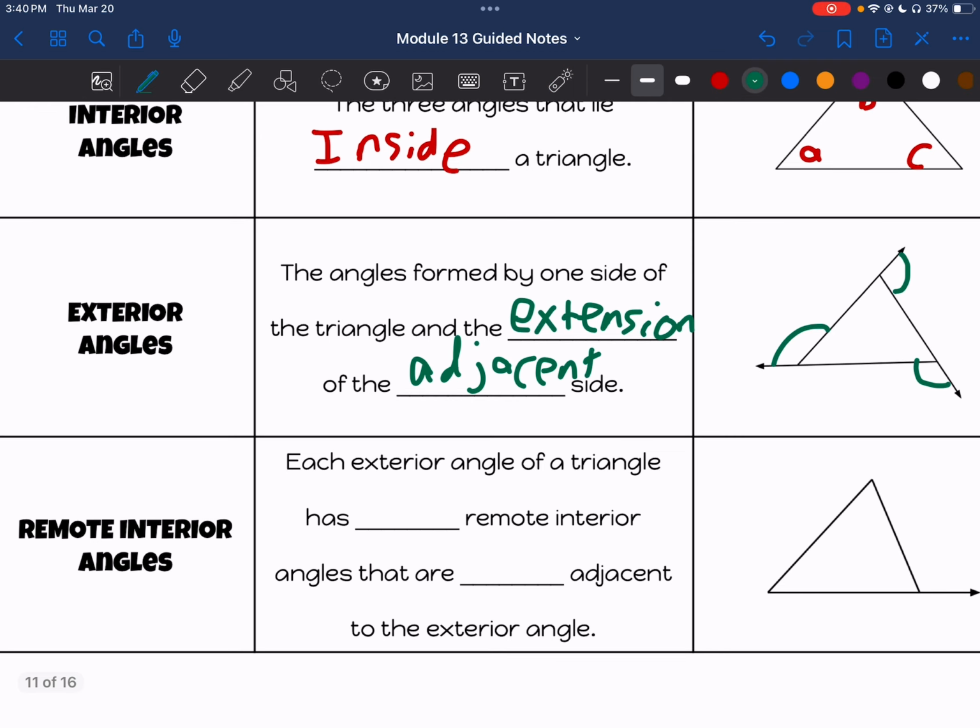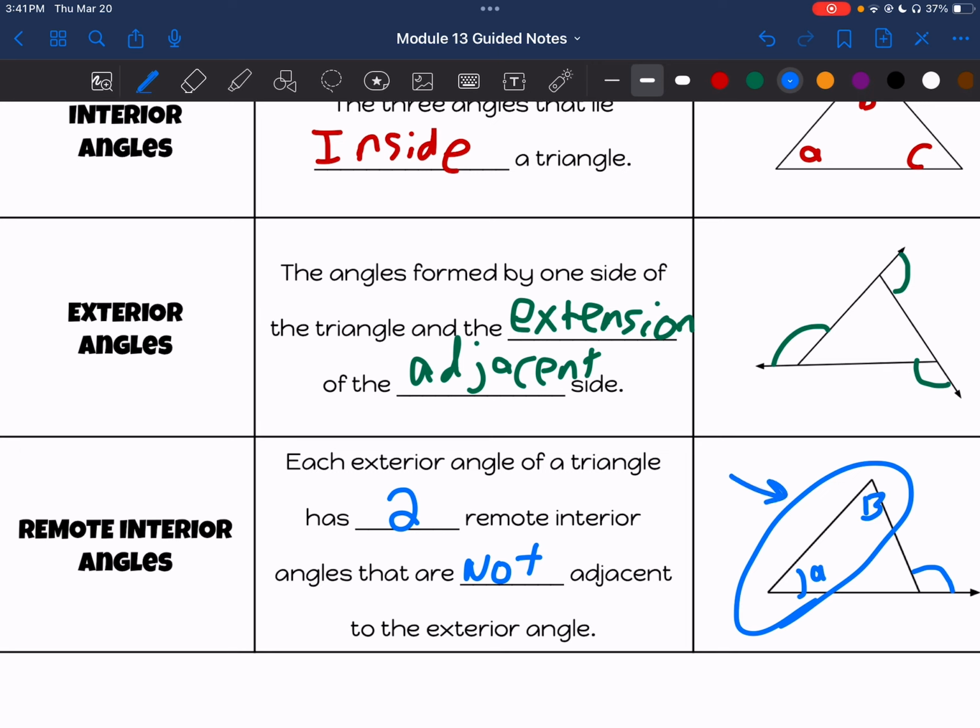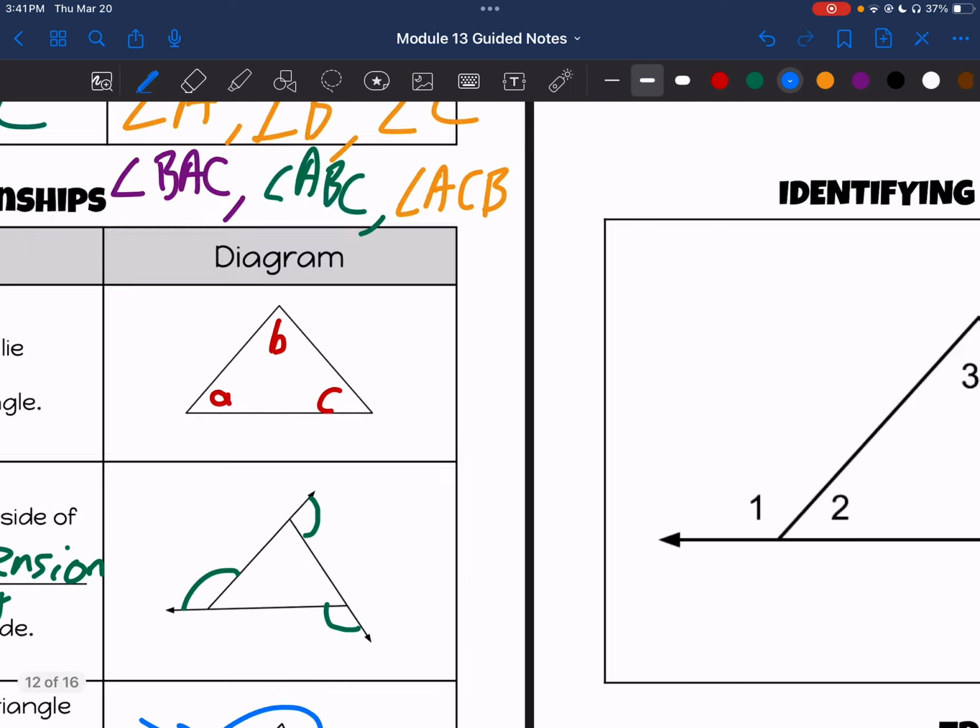Remote interior angles, we will tackle this more in our next lesson, but each exterior angle of a triangle has two remote interior angles that are not adjacent to the exterior angle. So if your exterior angle is that one, your interior angles are this and this. These are your two remote interior angles, okay? They are not touching the exterior angle, but they are both within the triangle. And we're going to talk about those properties more in our next lesson.